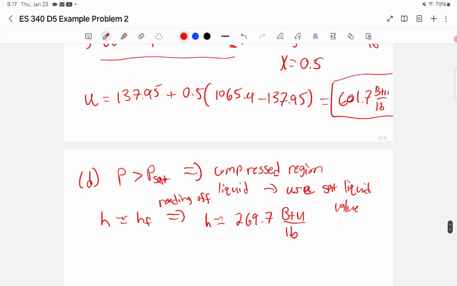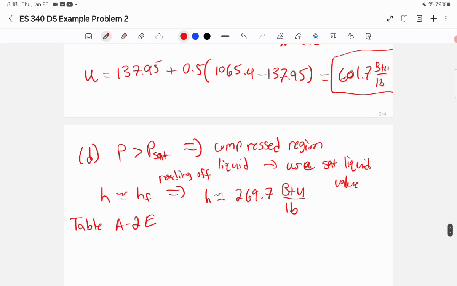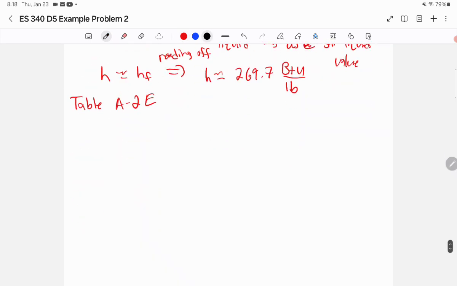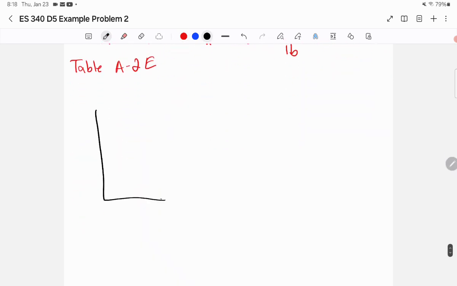This is, I should write table A2E again. Okay, so the English units table. And the plot for that, well, you can obviously imagine. This is in the compressed region again.